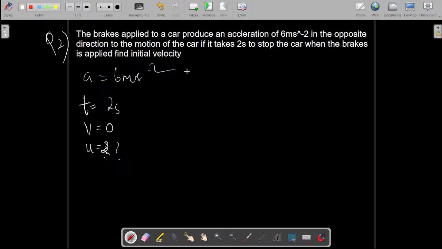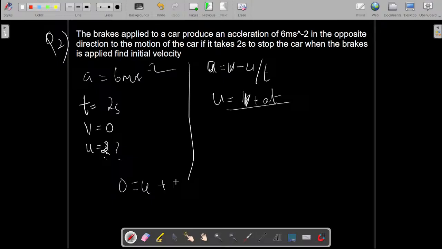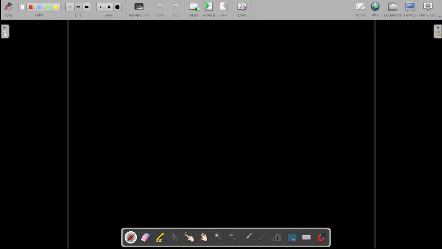So what we do is, a is equal to v minus u by t. Now when we transpose, we get the equation u is equal to v plus at... u is equal to v minus at. Then 0 is equal to u plus negative 6 into 2. 0 is equal to u minus 12. U is equal to 12 meter per second. Very simple. Very, very simple. Okay, that is all for acceleration topic.